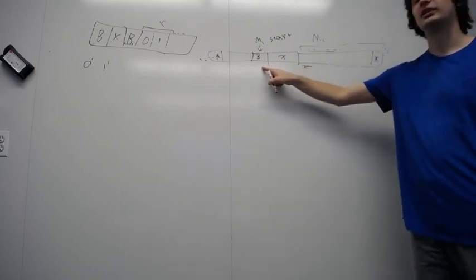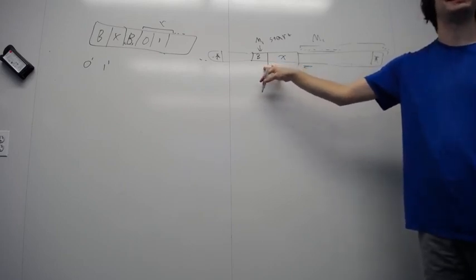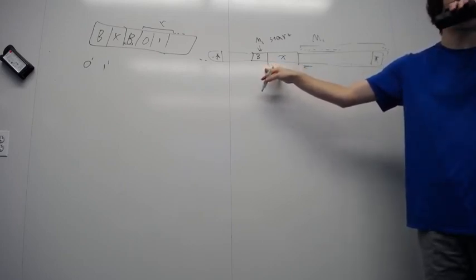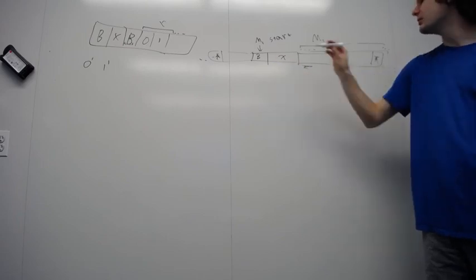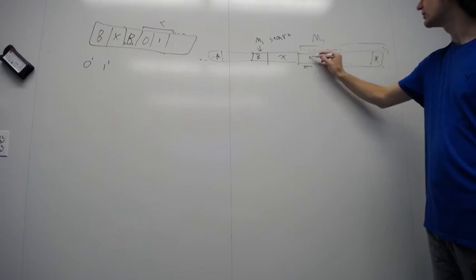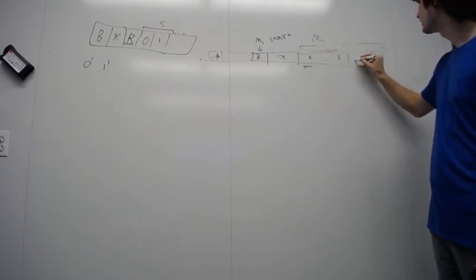So M1's going to start looking. It's going to do some computation. Let's assume that this part doesn't change, which is a big assumption, but it's fine for now. Then M1 could have a ton of blanks here, and then some symbols here.